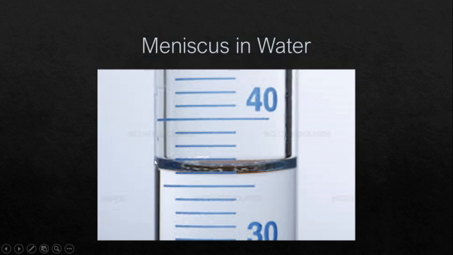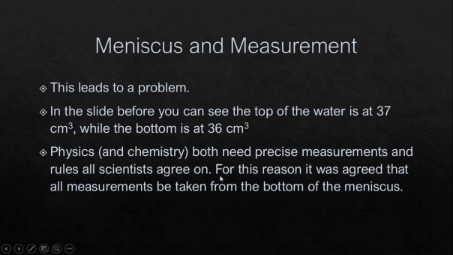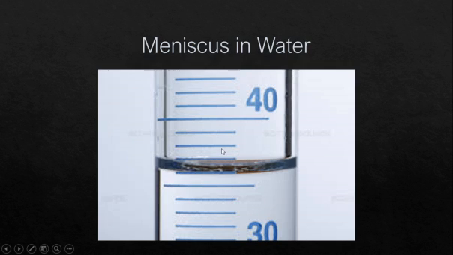So here you can see the meniscus. See, it's slightly higher, then it comes down and it comes back up. So that's what we call the U shape. So the top and the bottom are at different places. So meniscus and measurement: this leads to a problem. In the slide before, you can see that the top of the water is at 37.